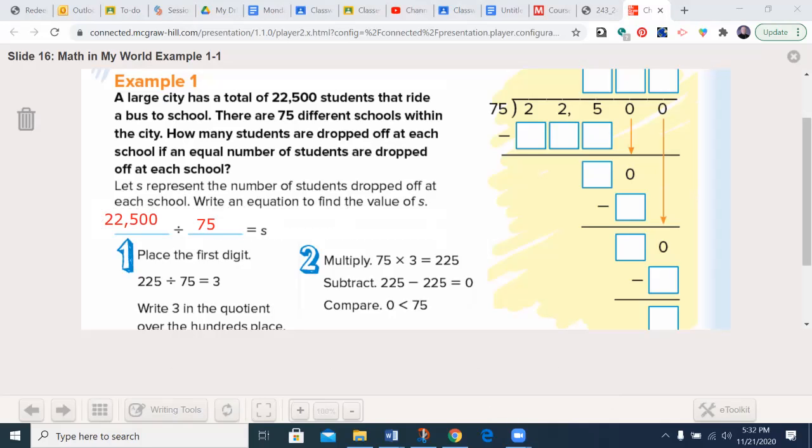So I'm going to start out by placing the first digit. 75 won't go into 2. 75 won't go into 22 because 75 is larger than 22. So now I'm going to go 75 into 225. And if you're good with money, you might say to yourself, Mr. I, that's 9 quarters, that's 3. So let's start with a 3. And you would be right, 75 times 3 is 225.